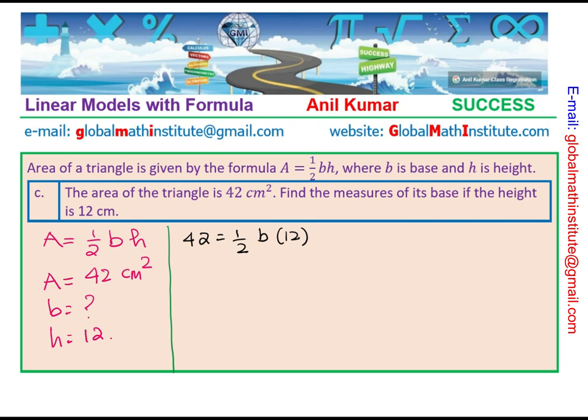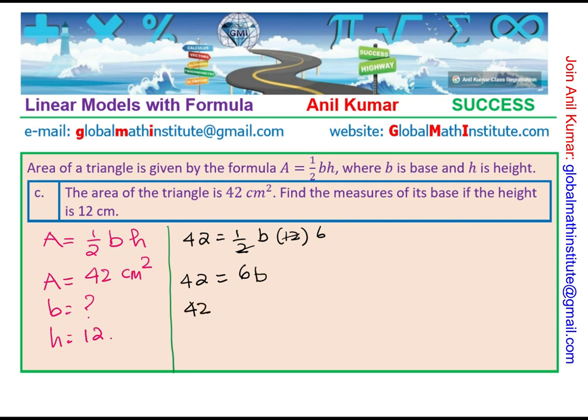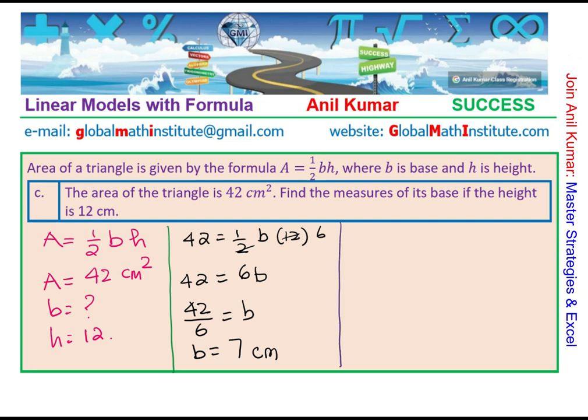Correct. Now we can simplify it, and we can write this as 42 equals 2 was 6 times 6b, right? 6 was the base, or 42 divided by 6 is the base, which is 7. So we can write base is 7, and of course the units are centimeters, right? This is one way of doing it. I'm trying to do it in a short space to give you both methods on the same page. Very easily you can get your answer by substituting the values first and then isolating b.